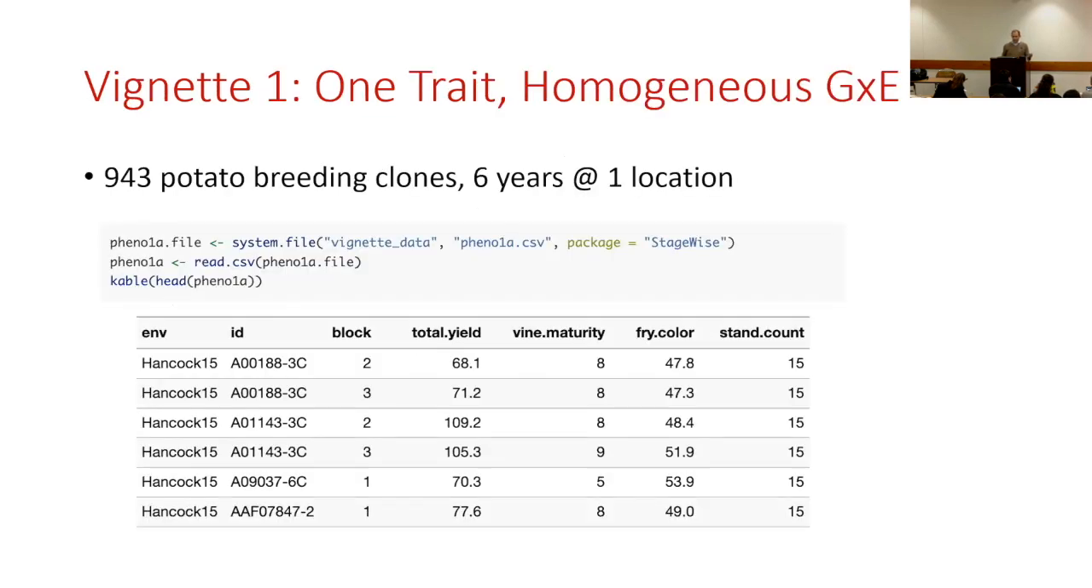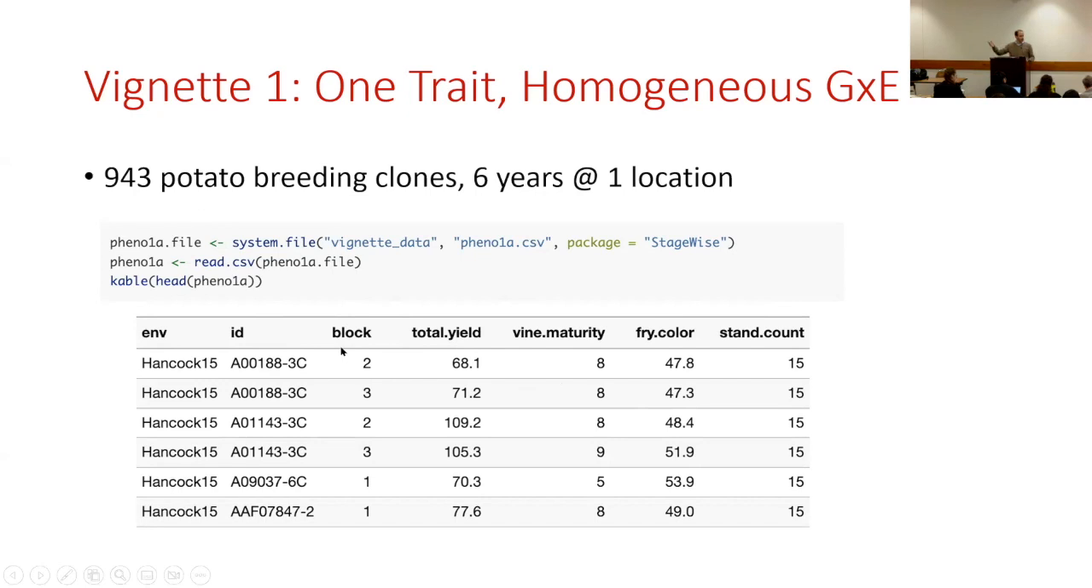So the vignette data set that I'll focus on is close to 1,000 potato breeding clones tested over 6 years at one location that were genotyped with our potato SNP array. Here's a snapshot of the phenotypic data file. You've got a column for environment, one for your genotype identifier. We've got 3 traits in this file: yield, vine maturity, and fry color. How light are the potato chips when you make potato chips out of them?